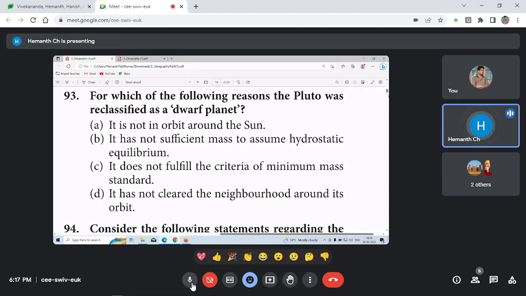Okay, for which of the following reasons Pluto was reclassified as a dwarf planet? It has no orbit around the sun. Okay, is a valid reason. It has not sufficient mass to assume hydrostatic equilibrium. It does not fulfill the criteria of minimum mass standard. It has not cleared the neighborhood around the orbit. Not D, clear I think. Neighborhood around the orbit. D అనుకుంటున్నాను. నేనైతే D.